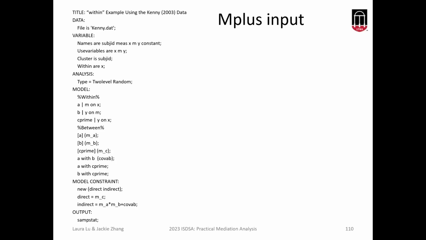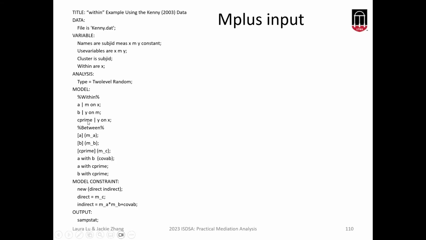We use a vertical bar, and the name before the vertical bar defines a new random variable. So A is defined as random, and A is the coefficient of M on X. What does that mean? The mediator M is regressed on X. So this is a coefficient from X to M, and it's random, and the name is A. Similarly, B vertical bar Y on M. The B coefficient is random, and it's from M to Y.